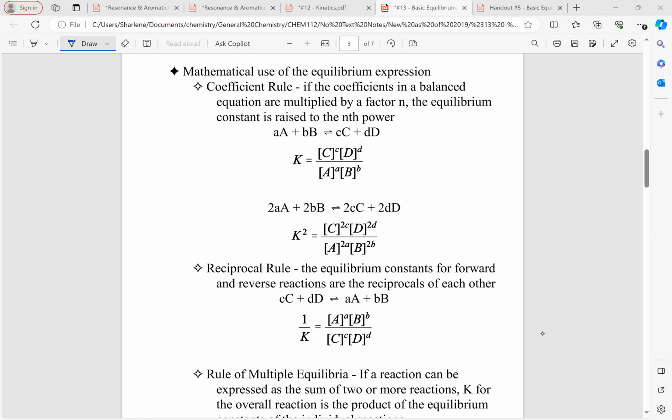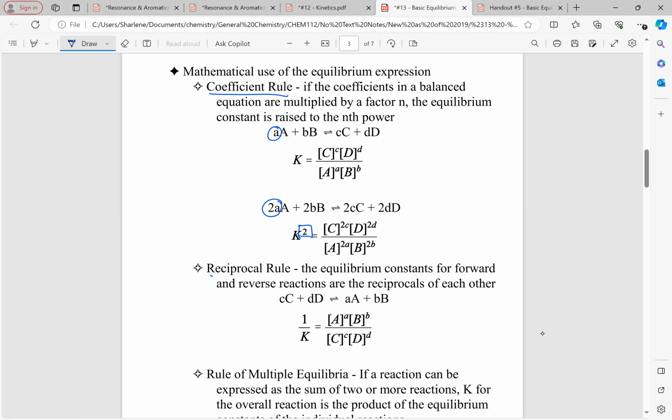All right, so the mathematical use of the equilibrium expression. There is something called the coefficient rule, which in a nutshell means if you multiply the coefficient by a number, whatever you do to the equation, you take it to the power in the equilibrium constant. So if you double it, you square the constant. If you triple it, you cube the constant. Okay, so that's the coefficient rule.